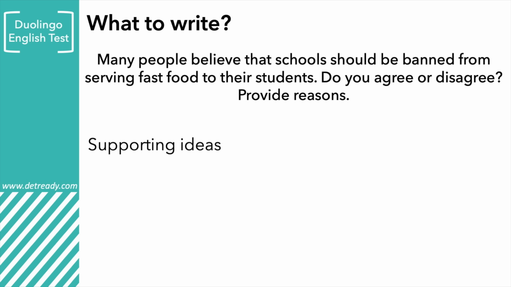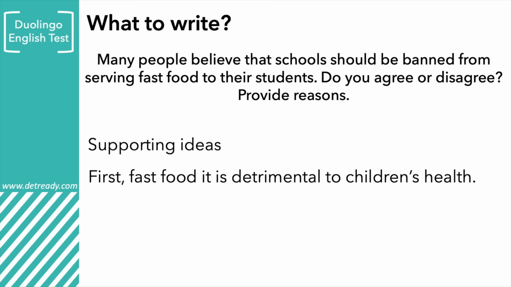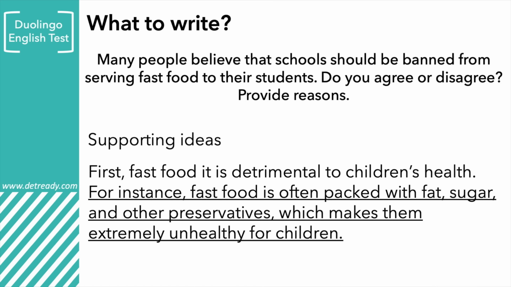Okay, my supporting idea number 1. First, fast food is detrimental to children's health. Okay, that's a good supporting idea, but of course it's not enough just by itself. Now I need to provide an example or a reason. I've gone with an example. For instance, fast food is often packed with fat, sugar, and other preservatives, which makes them extremely unhealthy for children. Okay, so that's my supporting idea number 1 done.